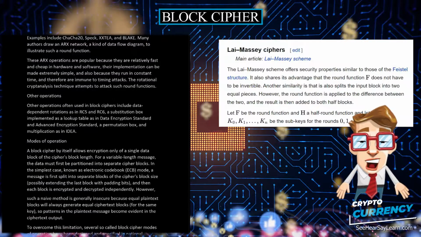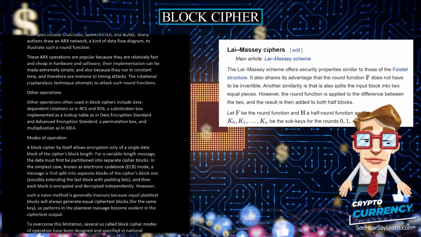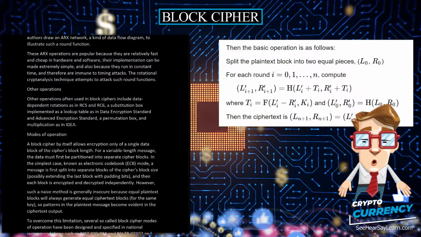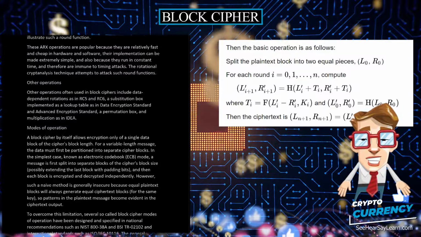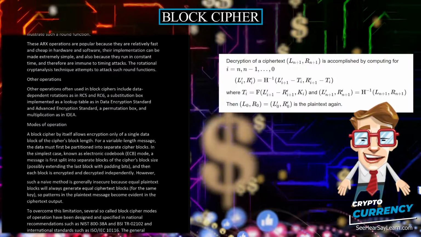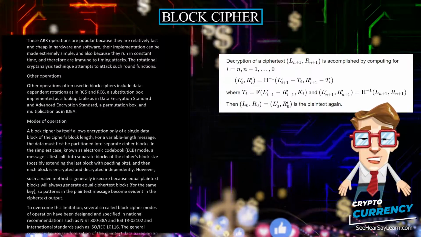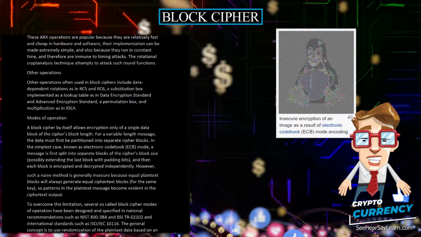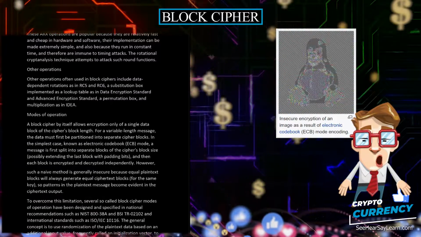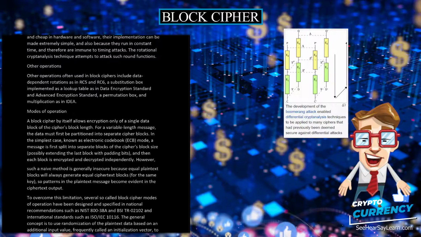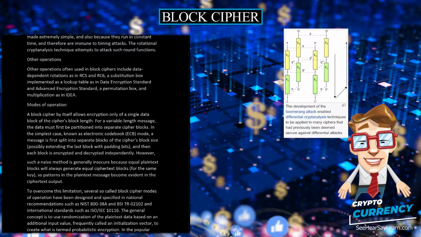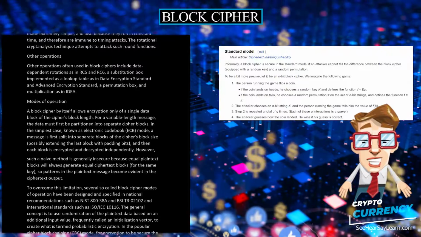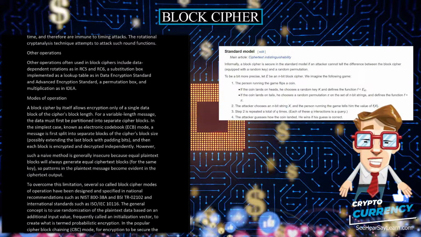Many authors draw an ARX network, a kind of data flow diagram, to illustrate such a round function. These ARX operations are popular because they are relatively fast and cheap in hardware and software, their implementation can be made extremely simple, and also because they run in constant time, and therefore are immune to timing attacks. The rotational cryptanalysis technique attempts to attack such round functions.